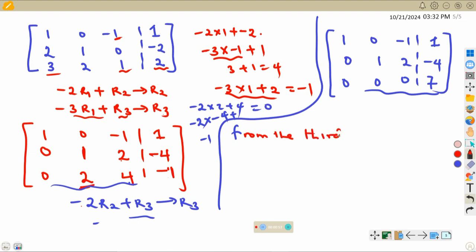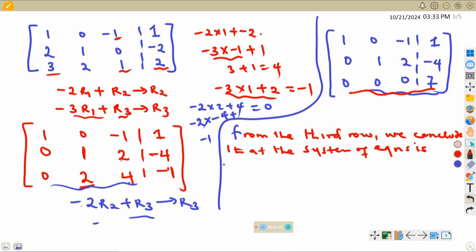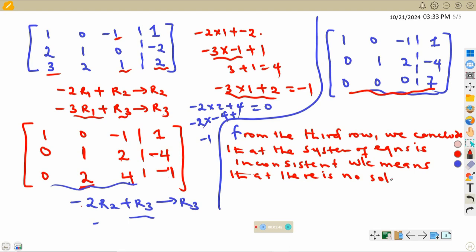So we can say from the third row, this one here, from the third row, we conclude that the system of equations is inconsistent, which means that there is no solution for alpha 1, alpha 2, and alpha 3.